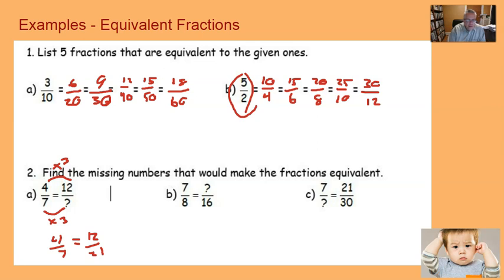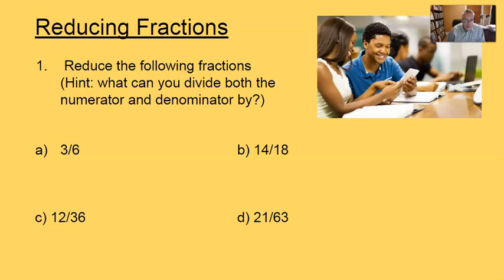All right, here, 8 times 2 is 16, so we must be multiplying by 2. 7 times 2 is 14. So 7/8 is equal to 14/16. 7 times 3 is 21. So what times 3 is 30? 10. We have 7/10 is equal to 21/30.